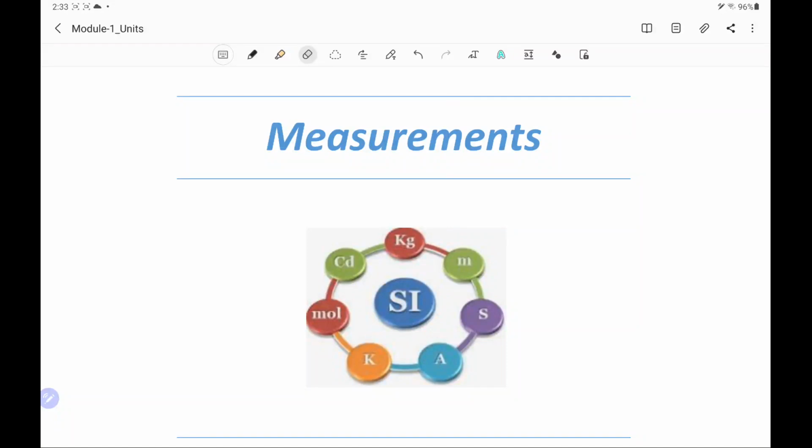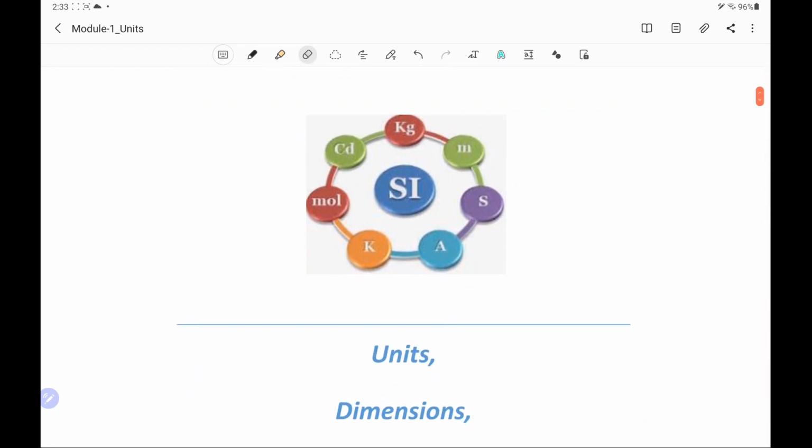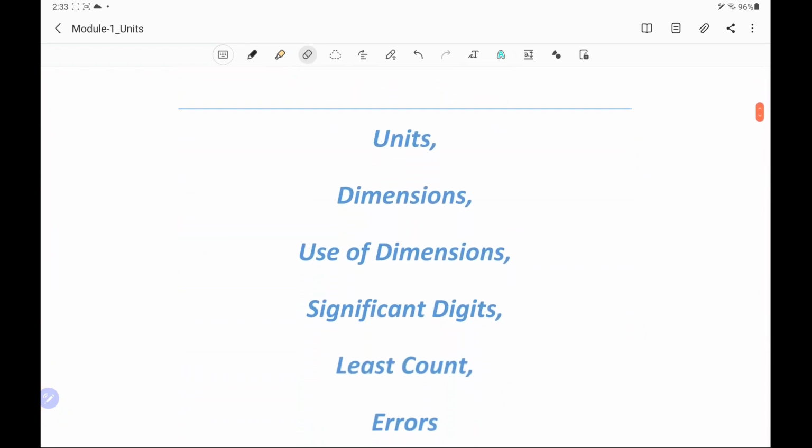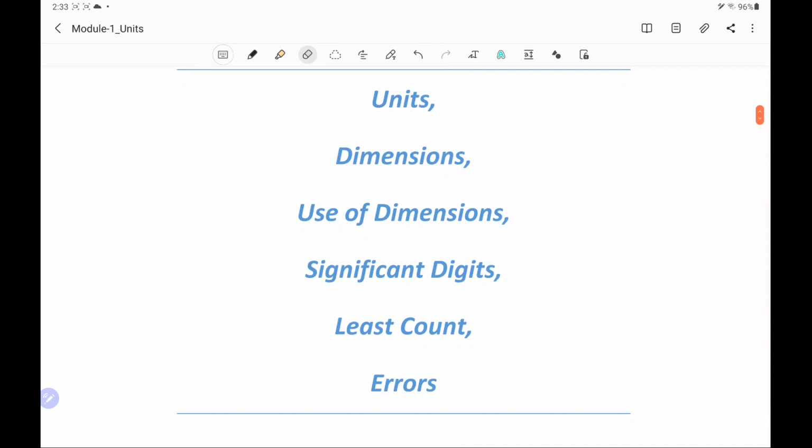Today we are starting the new chapter, measurement. And in measurements, we will discuss some topics like units, dimensions, use of dimensions, significant digits, least counts, and errors.